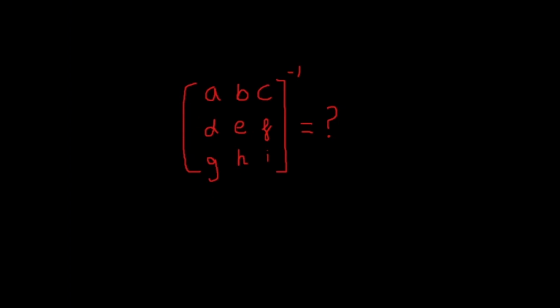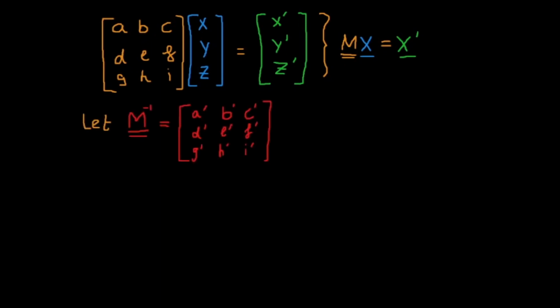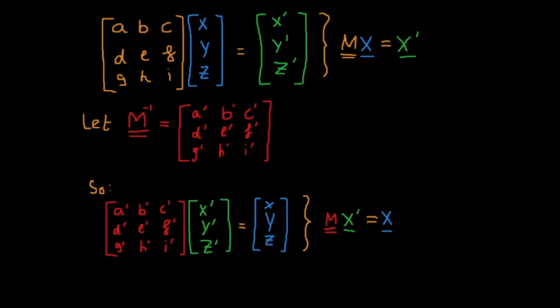I couldn't find a proper geometric proof for it online, so here's my unrigorous proof. Hopefully it's enough to satisfy your curiosity. So here's the situation. We've got a matrix M, which transforms a vector x into a new vector x prime. We want to find the matrix M inverse such that M inverse transforms x prime back into x.